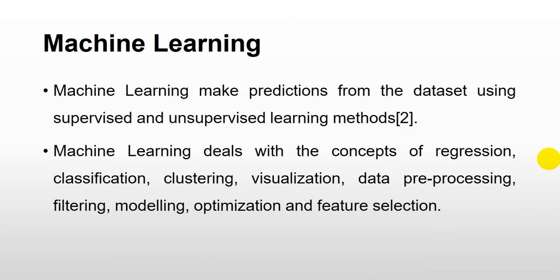Now next is machine learning. Don't confuse data mining with machine learning. Machine learning is used for making predictions from the data set. There are two methods for making predictions, that is supervised and unsupervised learning methods. Machine learning deals with the concepts of regression, classification, clustering, visualization, data pre-processing, filtering, modeling, optimization and feature selection.